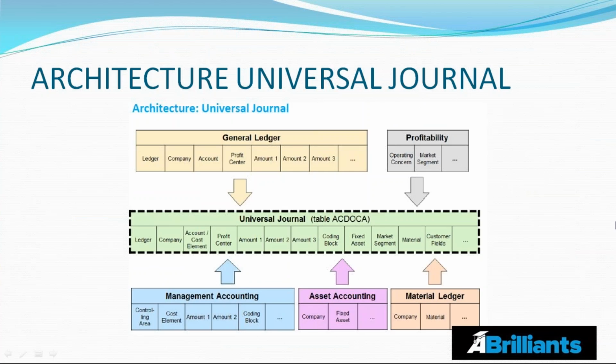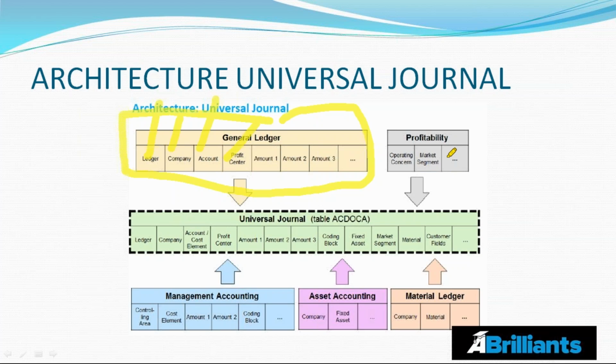Now, looking at this next slide, you see the architecture of the universal journal is a little bit different, much simpler, much more analytic, and much more explicit. Look at the analytic aspect of it. You have your general ledger. Under your general ledger, you have company, you have your accounts. Now you have your profit centers. All of it is unified.